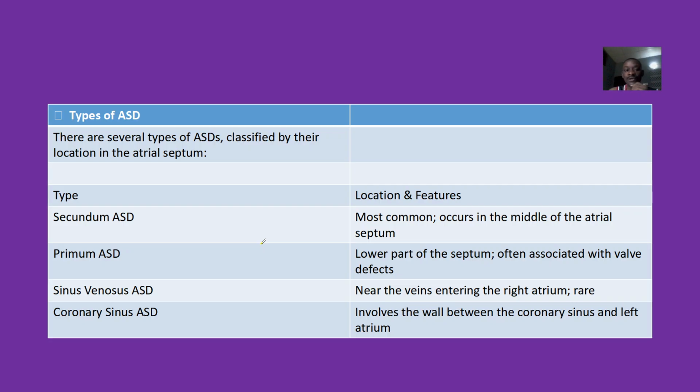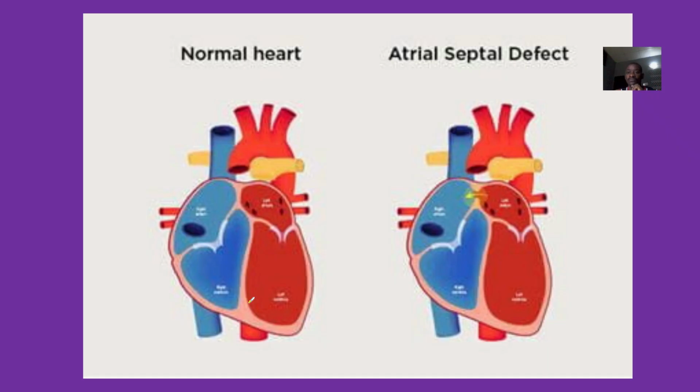Do you understand? So types: we have the secundum atrial septal defect, which is more common and occurs in the middle. We have the primum, in the lower part of the septum. We have the sinus venosus atrial septal defect, which is near the veins entering the right atrium. Then the coronary sinus atrial septal defect involves the wall between the coronary sinus and the left atrium. Okay, this is another picture showing it. You spot that yellow spot.